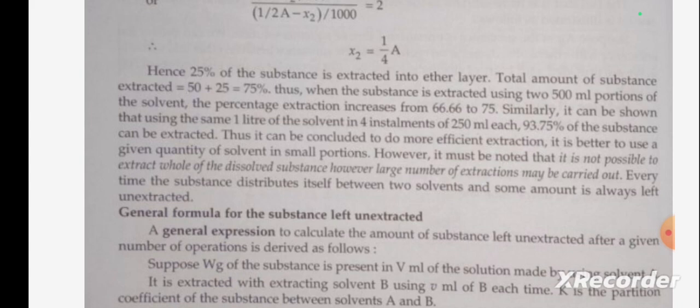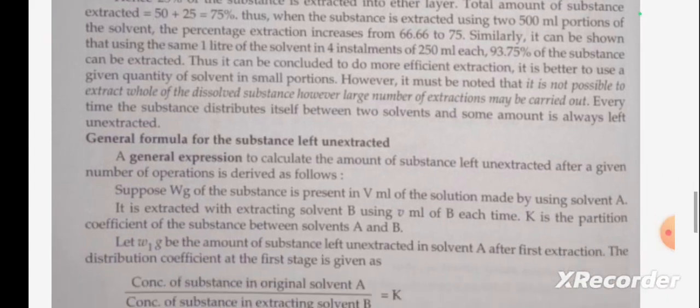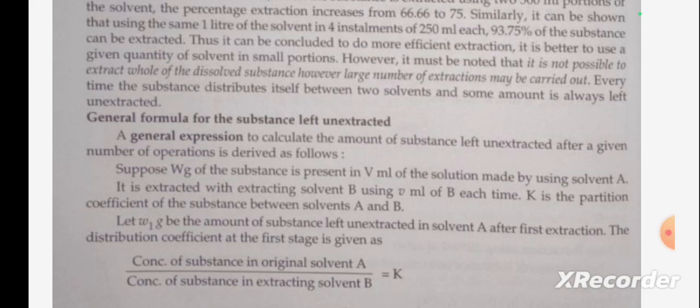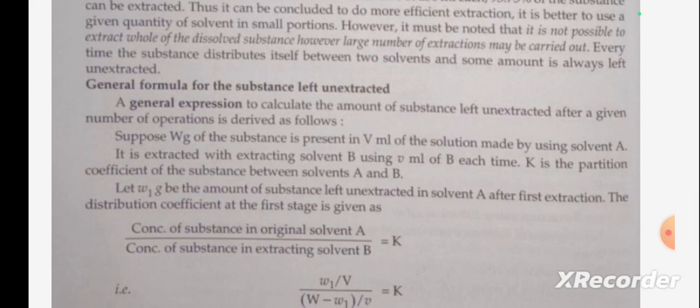Thus, when the substance is extracted using two 500 ml portions of the solvent, the percentage extraction increases from 66.66 to 75. Similarly, it can be shown that using the same 1 liter of solvent in 4 installments of 250 ml each, about 93.17% of the substance is extracted, given a quantity of solvent used in small portions. However, it must be noted that it is not possible to extract the whole of the dissolved substance. A large number of extractions may be carried out.